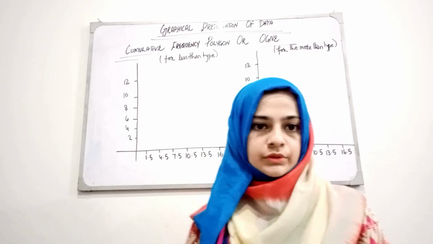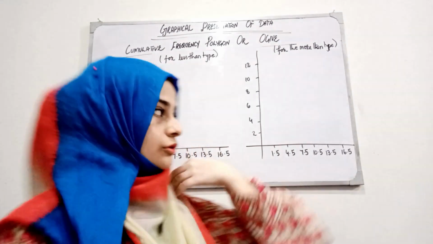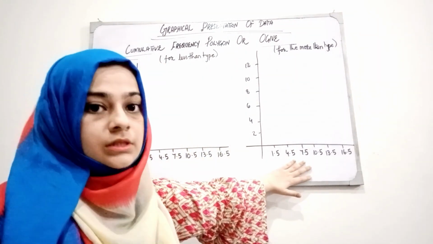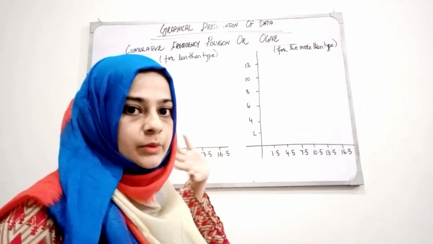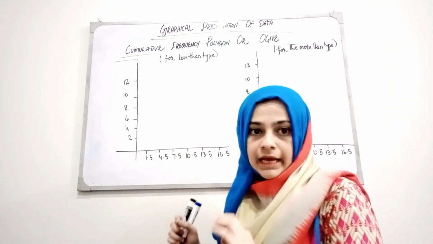So students, for saving time, I have constructed the plot here. So this is the x-axis. We have the class boundary on the x-axis because this is the independent variable, and the cumulative frequency on the y-axis because it is the dependent variable. Now first construct for the less than type.